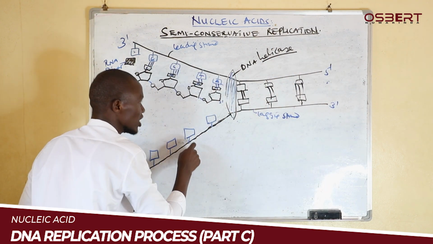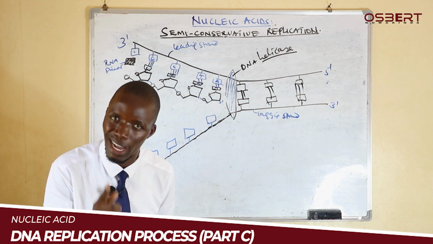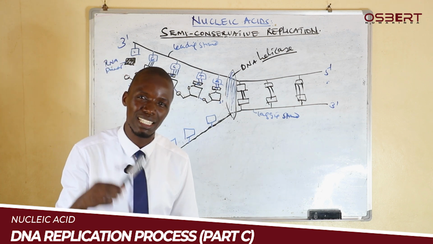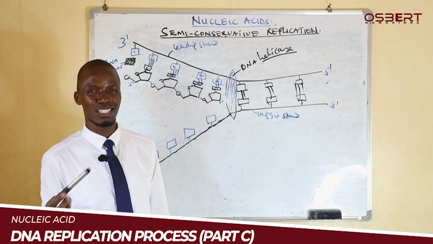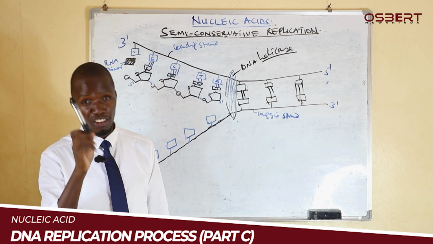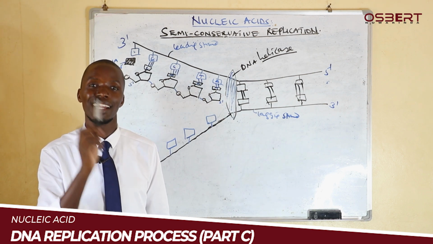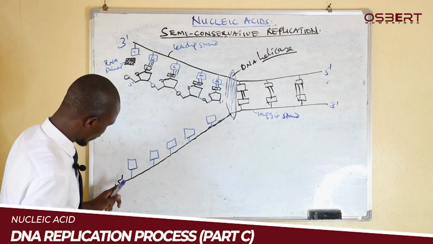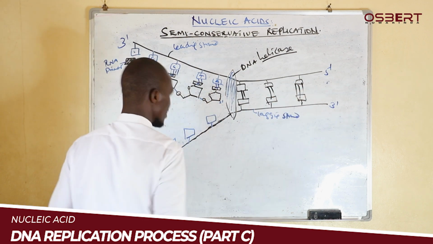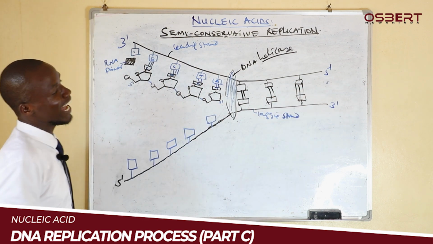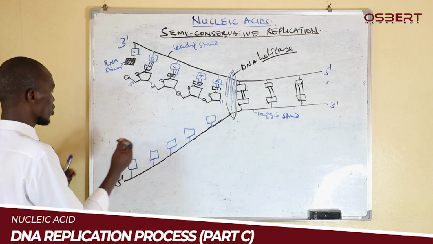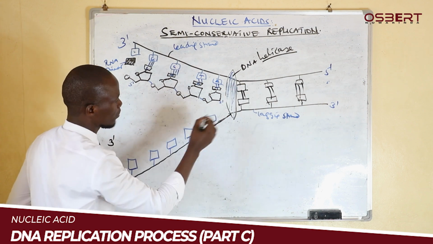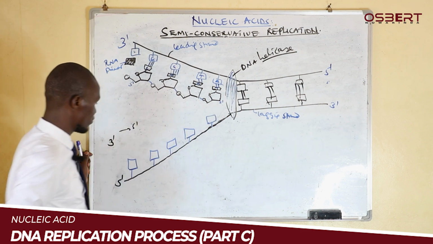But on this one, things are different. Why? Remember, I told you that for DNA polymerase to do its work, the molecule being added must be added in a 5' to 3' direction. However, when you check, this strand is 5' to 3' and this thing is moving this side. So if we are to add nucleotides, they would automatically have to run in a 3' to 5' direction.